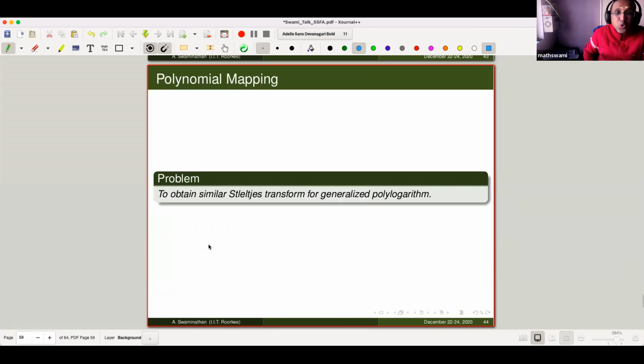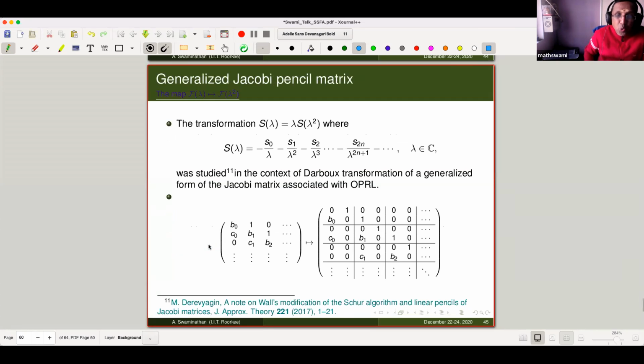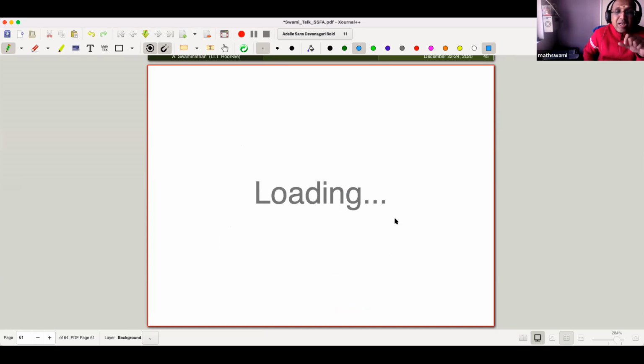So we were trying to use the same thing. We are interested in doing it for the generalized polylogarithm. Once we take it for the generalized polylogarithm, the corresponding blocks are basically the spectral transformation blocks coming from here. Each of these blocks has nice and interesting properties as given by Maxim Derevyagin, and we followed the same procedure and were trying to do it for the generalized polylogarithm.